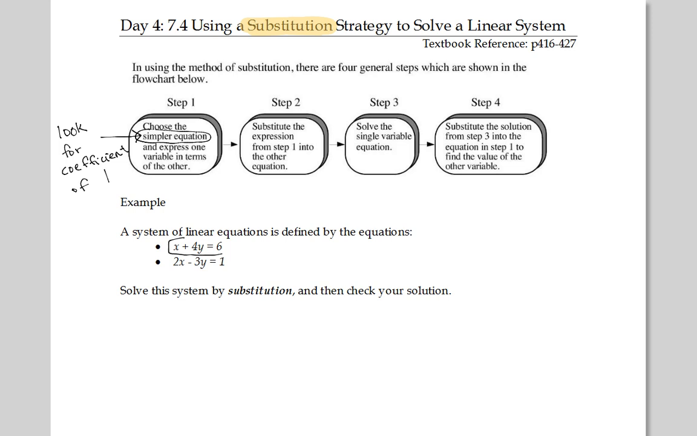So if you look at the two equations underneath, which one is simpler? It would be this one here, because you have a 1x. So we're going to be able to isolate for that 1x, and then follow step 2 and step 3.